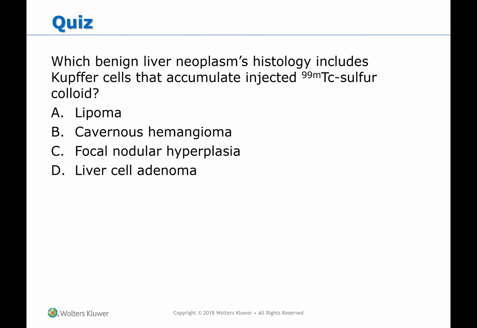Which benign liver neoplasm histology includes Kupffer cells that accumulate injected Tc sulfur colloid? Well, I don't know if you need to know all of that, except that it has Kupffer cells, because Kupffer cells are like a normal hepatocyte, like a little normal cell. And so a focal nodular hyperplasia has normal cells within it, just an accumulation. So C.